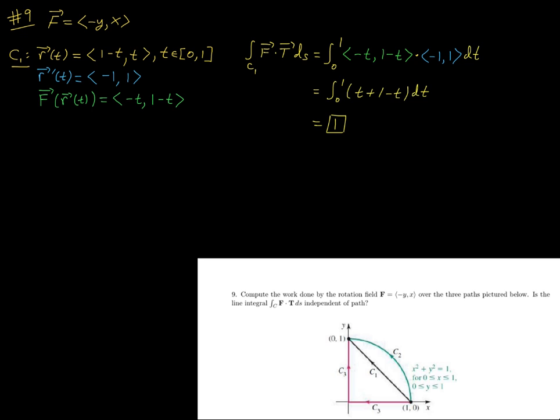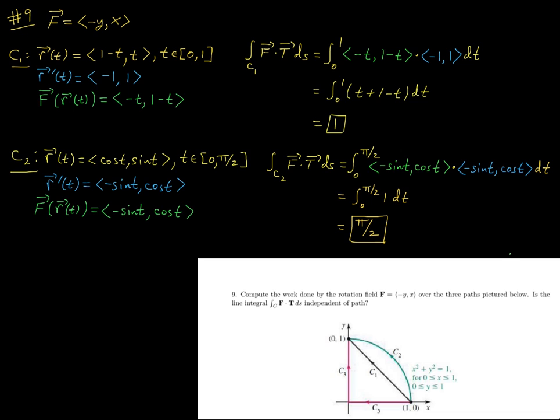Okay, now if I do the integral over the circular path, that's right here. I'm just going to parameterize that as cosine t, sine t. So that's this counterclockwise parameterization. t will vary from 0 to pi over 2. And then here's your derivative vector and your field evaluated along the path. I'm going to go ahead and compute that, and I wind up getting a value of pi over 2. Okay, so the work done by this vector field F to move an object, say, from the point 1, 0 to 0, 1, is different along these two paths, C1 and C2.